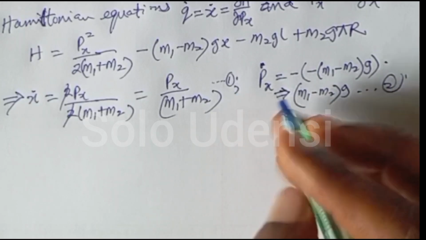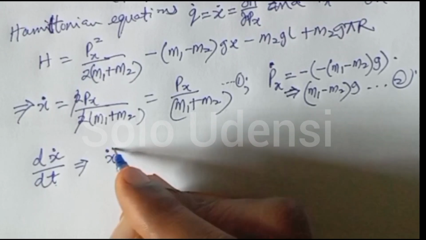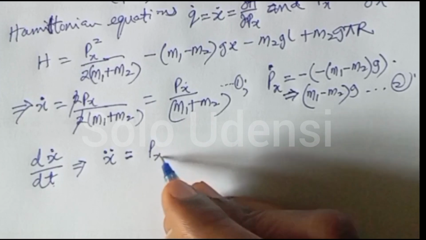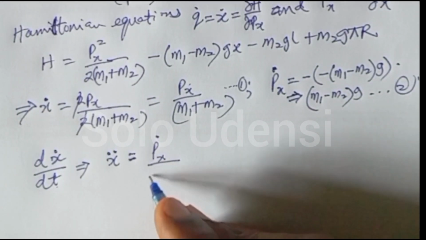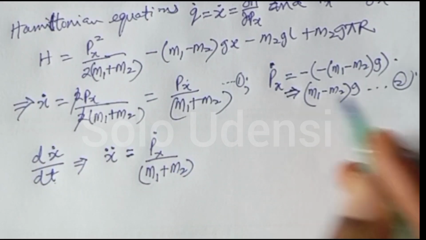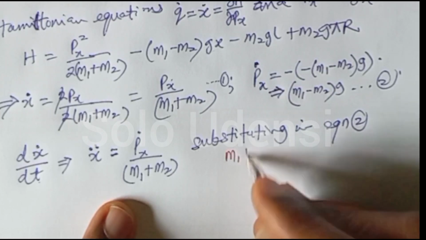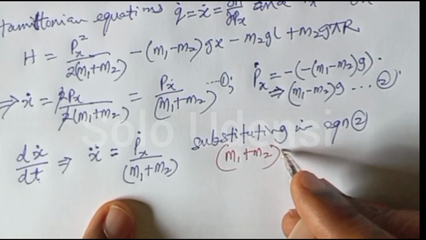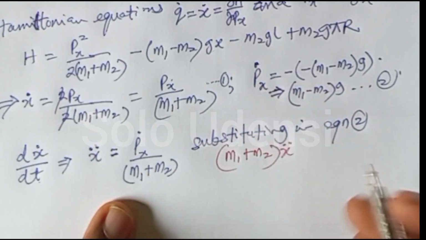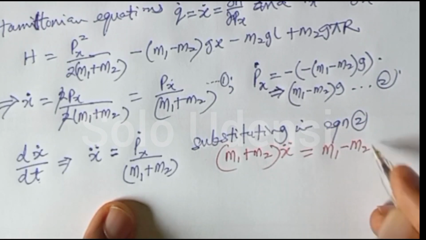From equation 1, if we differentiate the velocity, we will get acceleration. That's X double dot will be equal to Px dot over (M1 plus M2). If we now take this one and put it here, you have (M1 plus M2) X double dot, if we make it the subject, equal to (M1 minus M2) g.